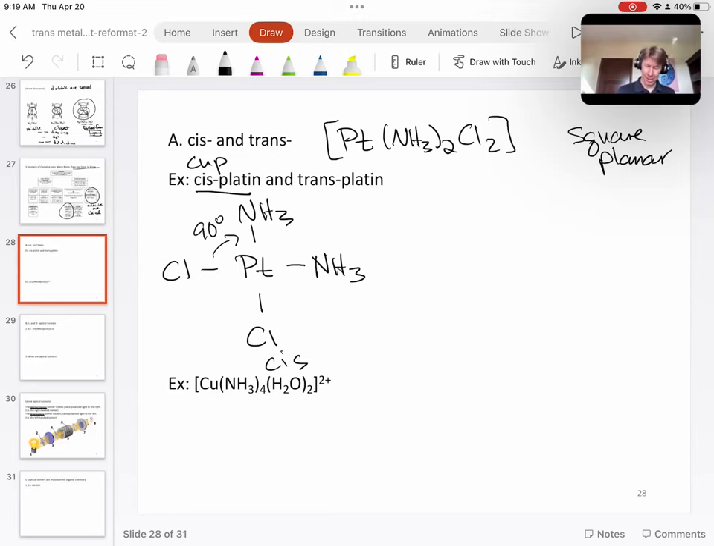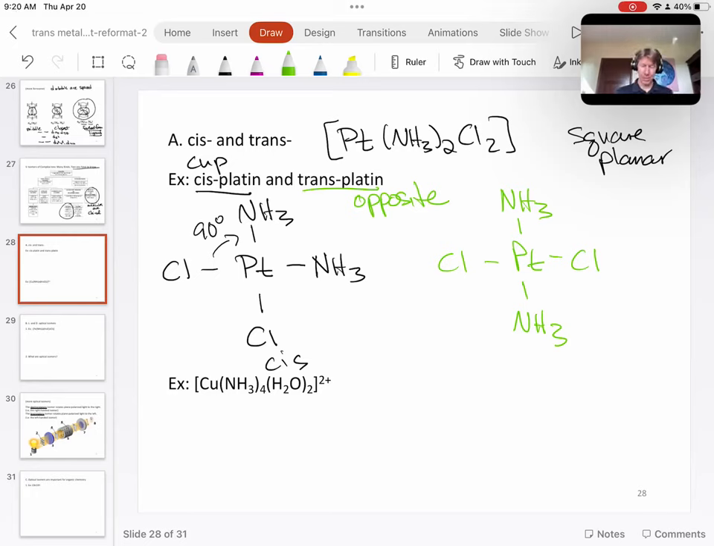And then there's also transplatin. And transplatin, again, is made out of the same stuff. That is what isomers means. You're going to have NH3, NH3, Cl, and Cl. So they're trans, or they're opposite each other. So that's the difference between cis and trans.